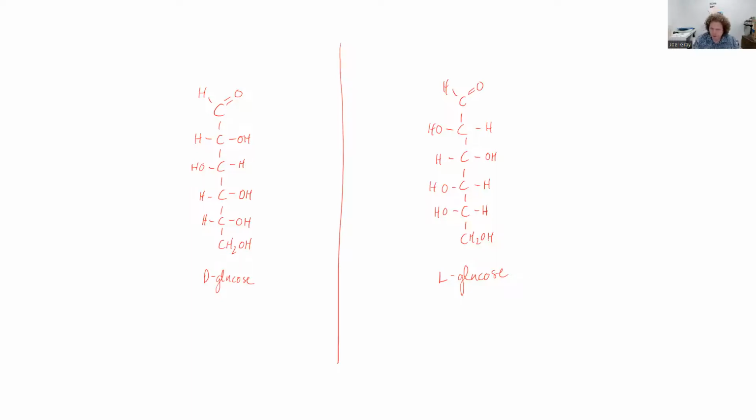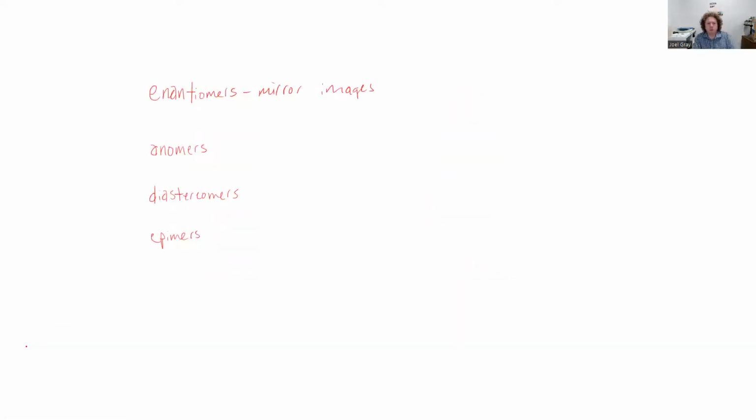Now, we're going to come back to this in a little while, and we're going to change the molecules in just a second to get the different definitions to apply. But L-glucose and D-glucose are examples of enantiomers of one another.